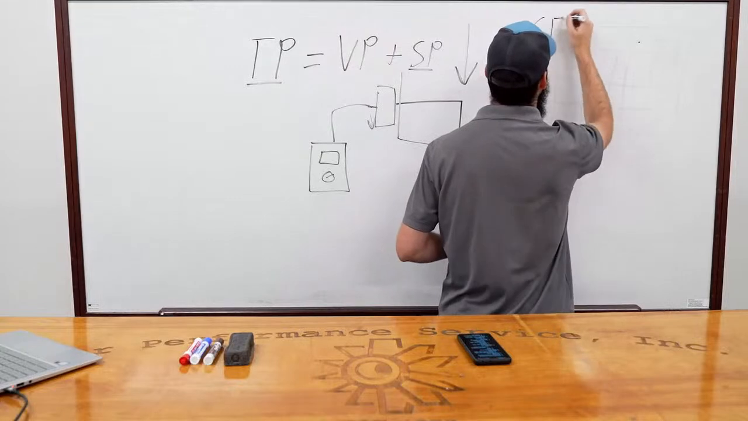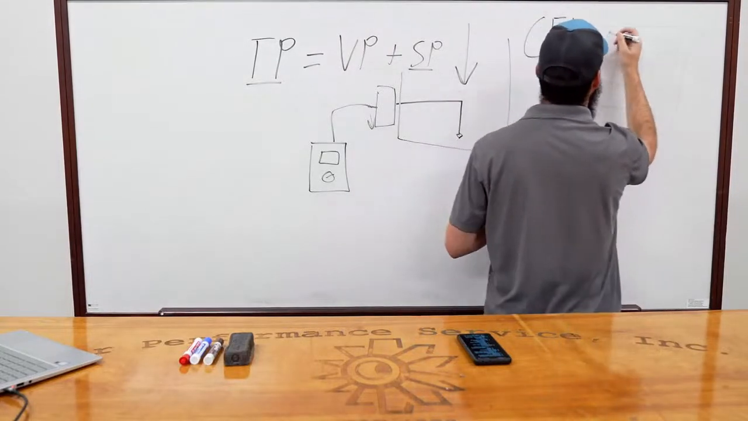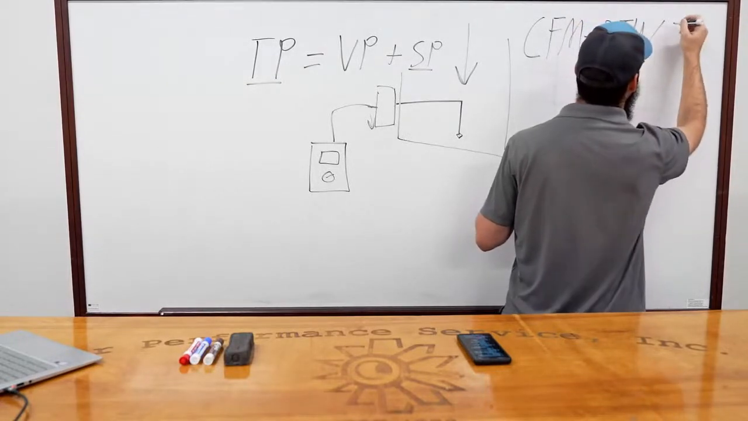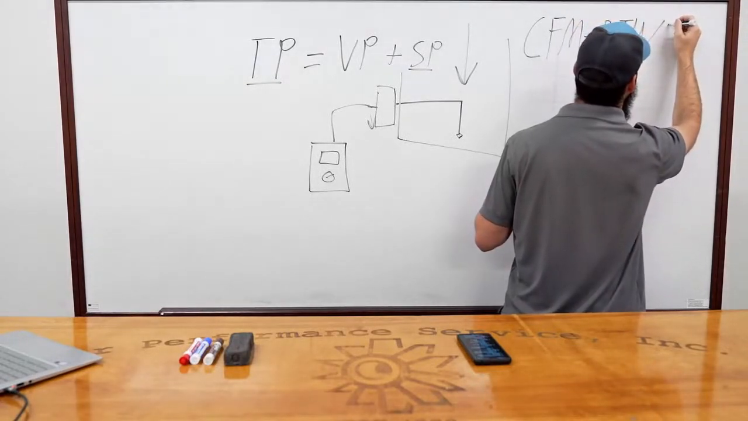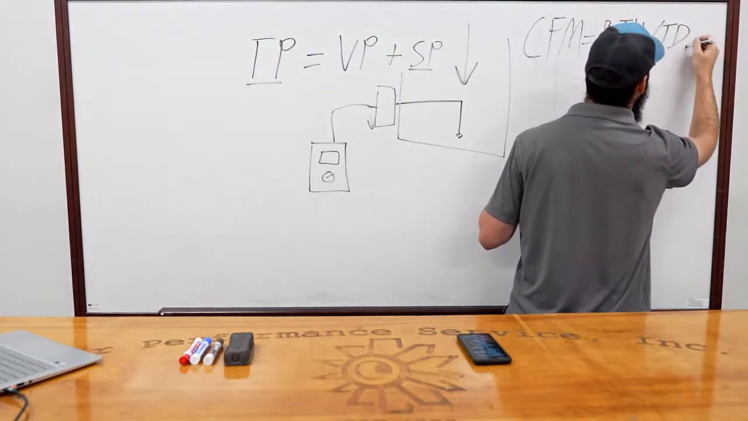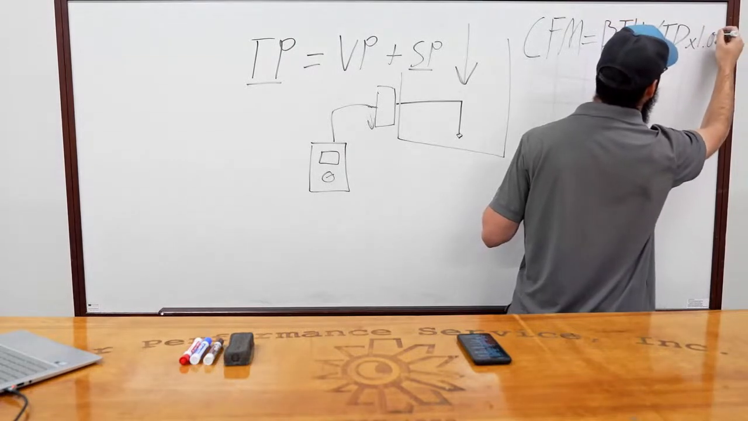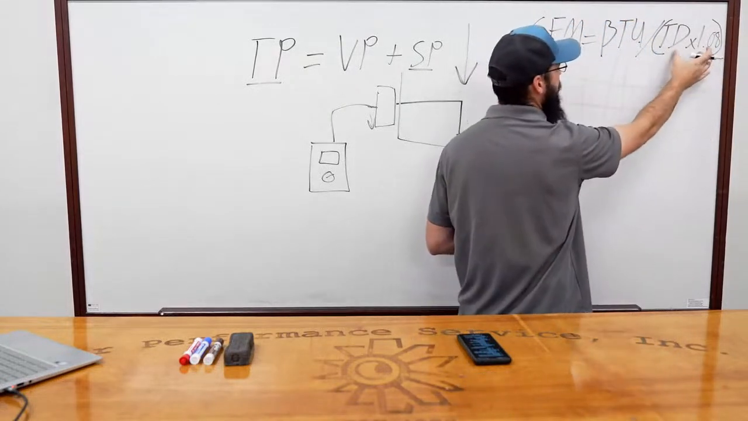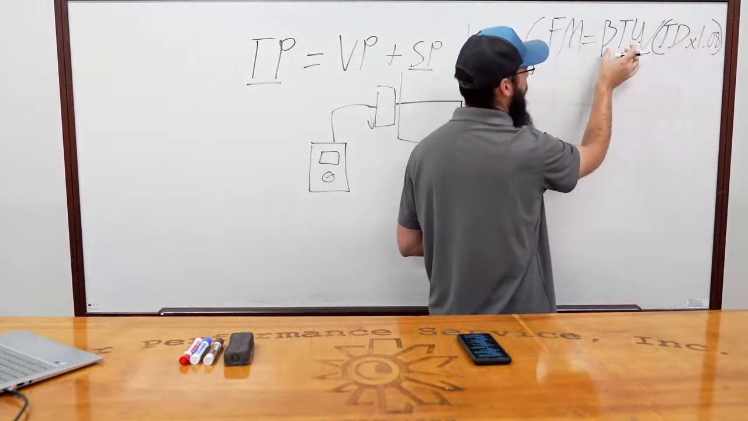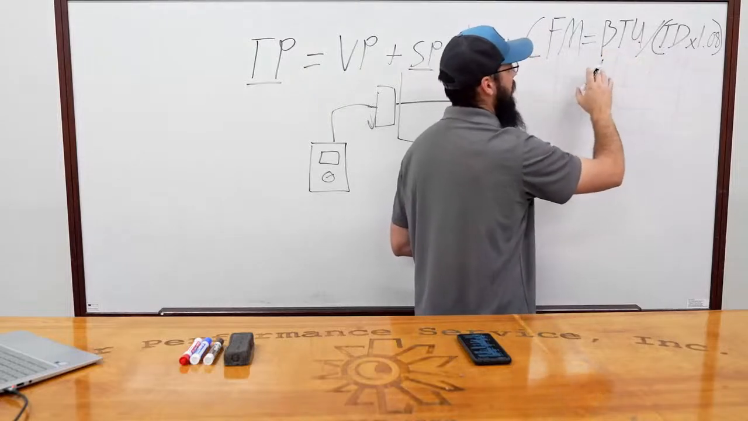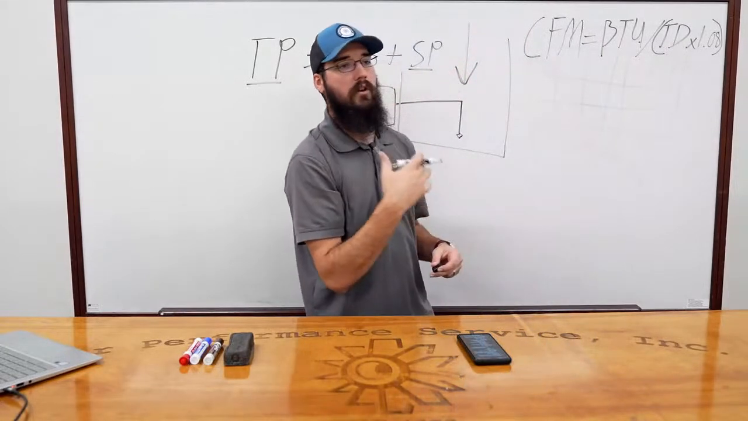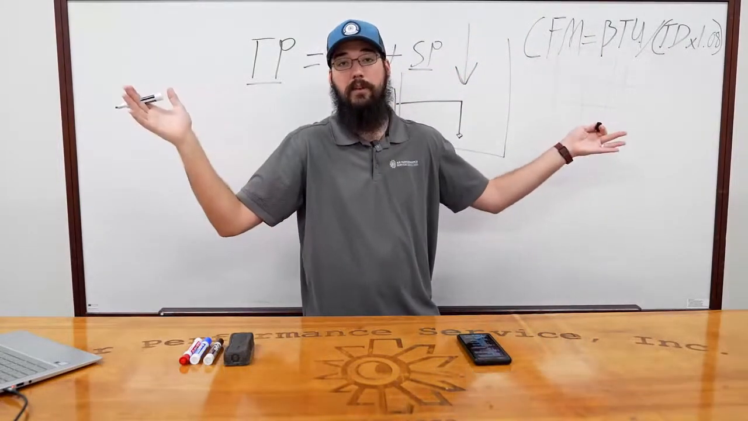Ultimately, CFM equals BTUs divided by your temperature differential times 1.08. I'm going to specify with these parentheses here: you have to do the TD times 1.08 calculation first before you divide it into the BTU. So TD, temperature differential, is the differential across the heater, basically between supply and return.